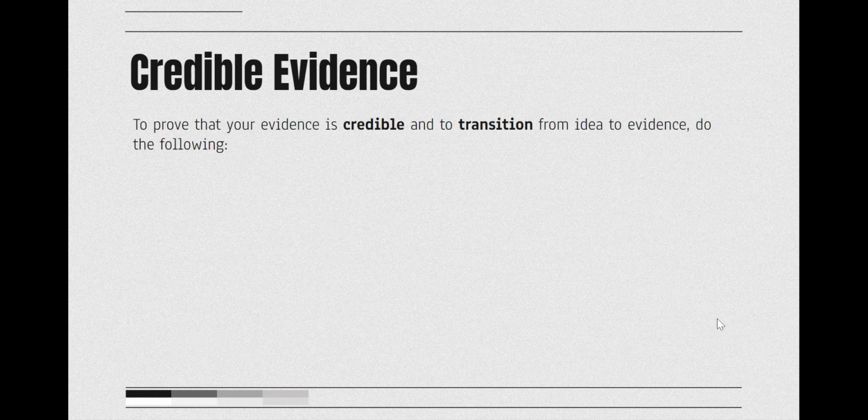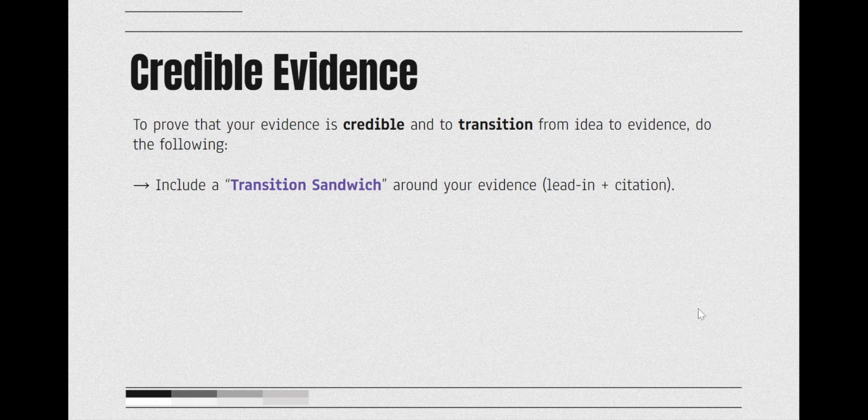Last but not least, our credible evidence. To prove that our evidence is credible, we want to, first of all, incorporate it correctly and also make sure it comes from a reliable and unbiased source. So, in order to quote our evidence in a way that makes it appear credible, we want to cite it with MLA citation format. And this is how this works.